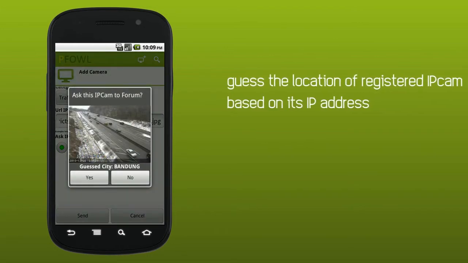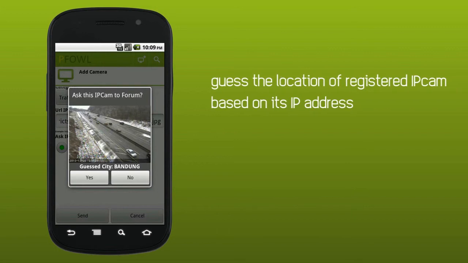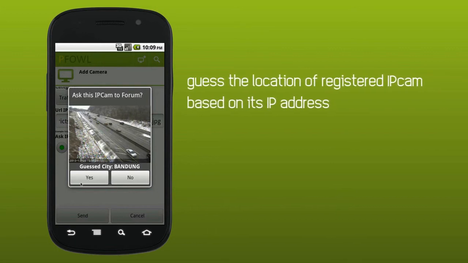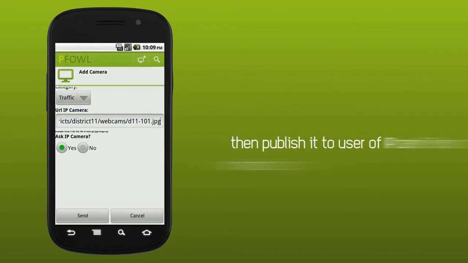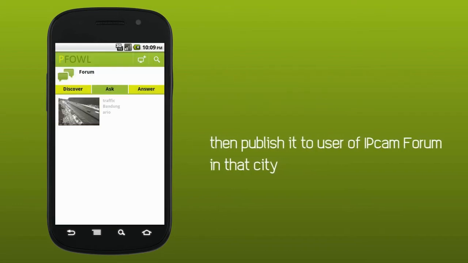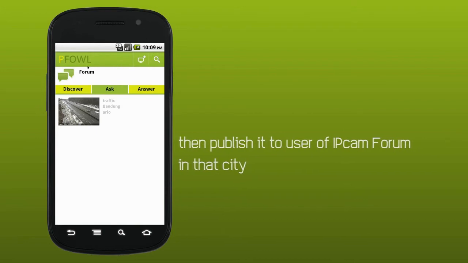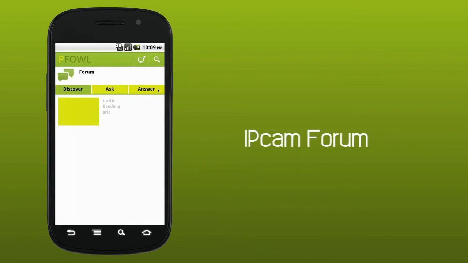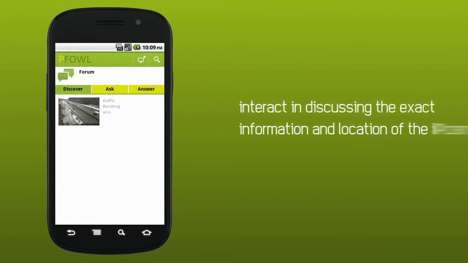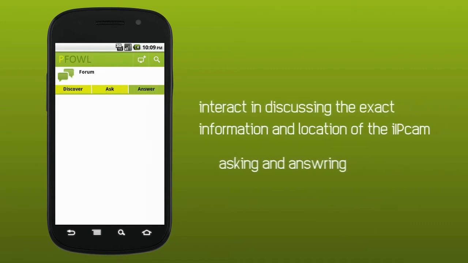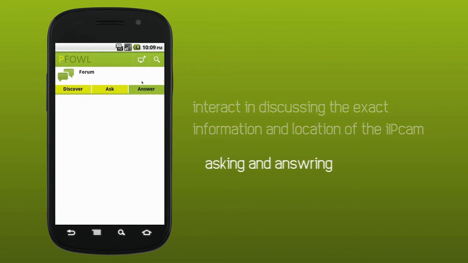PFOWL will guess the location of the registered IP cam based on its IP address, then publish it to users of the IP cam forum in that city. Since it is in the same city as us, we shall check the IP cam forum. In the IP cam forum, users can interact in discussing the exact information and location of the IP cam. Here we can see our activity like asking and answering.